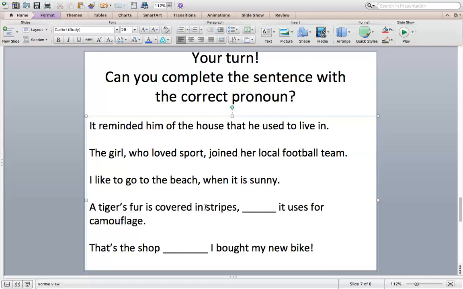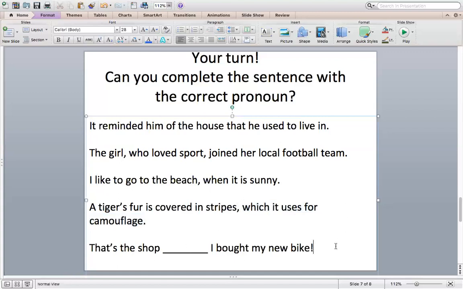A tiger's fur is covered in stripes, blank, it uses for camouflage. Did we manage to get it? It is which. A tiger's fur is covered in stripes, which it uses for camouflage. Now, again, a tiger's fur is covered in stripes. This is a standalone sentence. It makes sense on its own. Therefore, this relative clause is non-essential. We don't need it, but it adds extra information. When it's non-essential, we separate it with a comma.